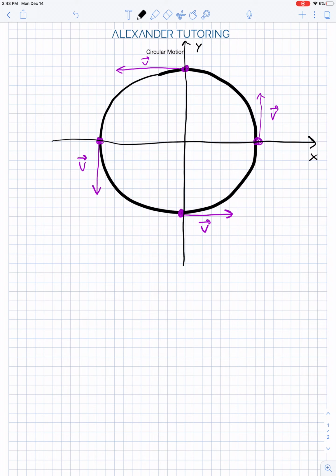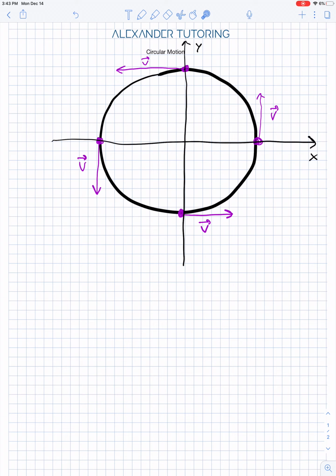Here we have a picture of something going in a circle. It's a bird's eye view, so you can see an object going in a circle with velocity v, and we're going to say that its speed is constant. You'll notice that the length of the velocity vector is the same all the way around. That tells you the speed is constant.